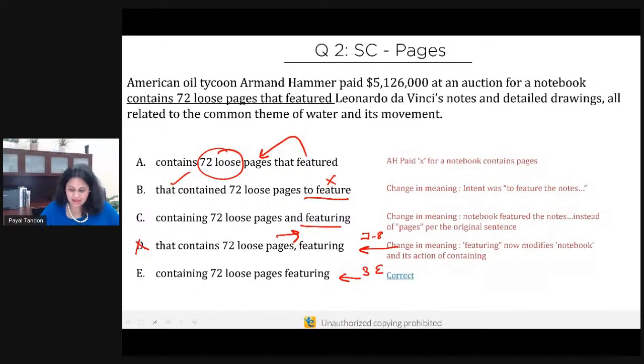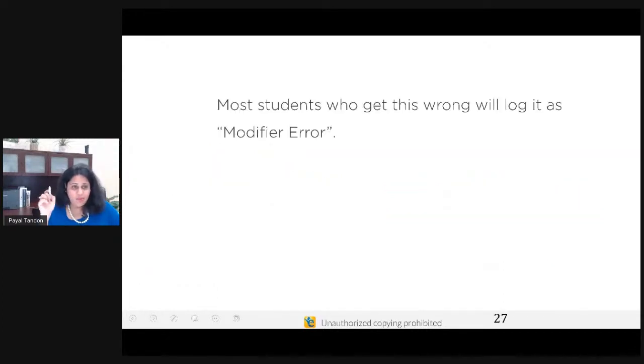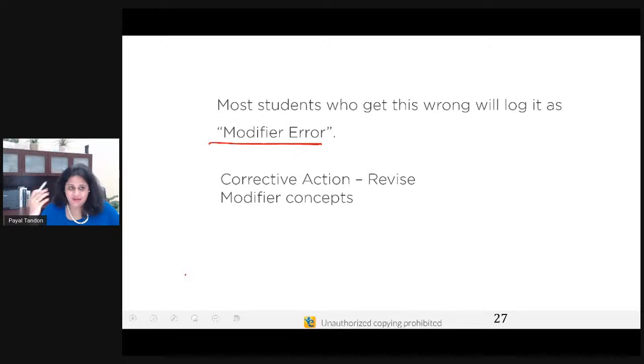Choice E is the correct answer. Featuring modifies pages, containing modifies notebook. It's absolutely correct. So now, most students who get this question wrong will log it as a modifier error. Okay, and the corrective action is going to be revise modifier concepts.